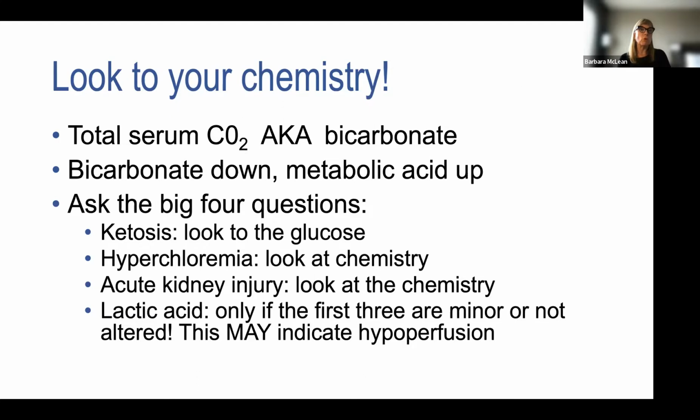Always ask the big four questions when you have a low serum CO2, a low bicarb, a base deficit, or a wide anion gap. The basic four questions are: does the patient have ketosis? Is he hyperglycemic and ketotic? Does he have high chloride, which is a buffer, but the problem with chloride is when it binds to hydrogen, it makes hydrochloric acid. So it goes from being a weak acid to being a strong acid.